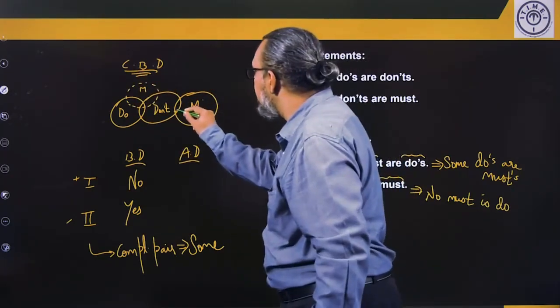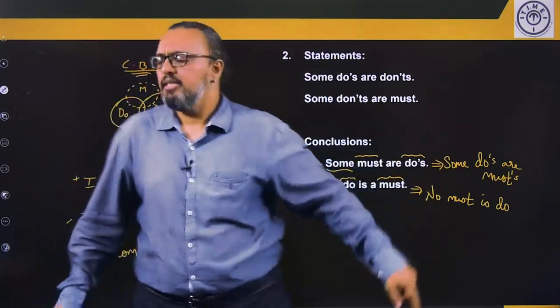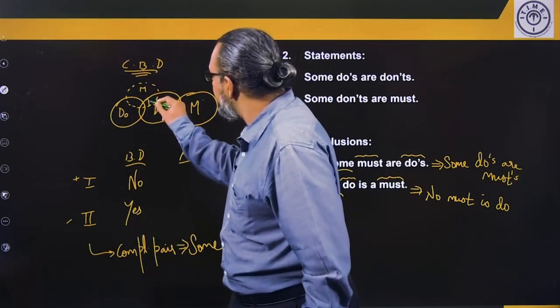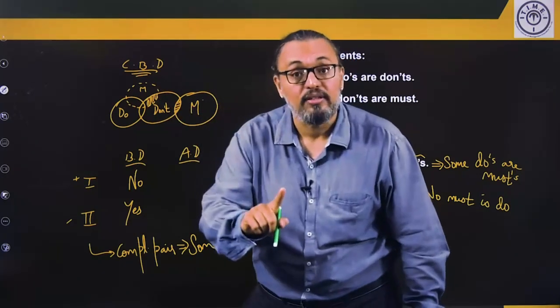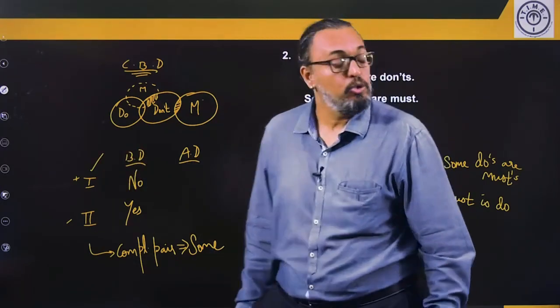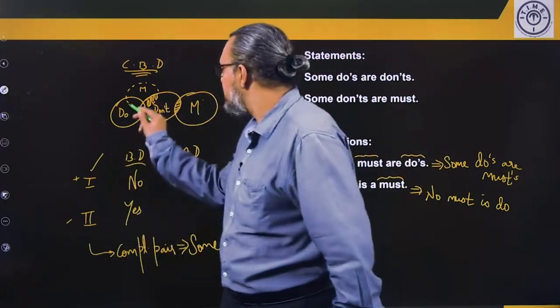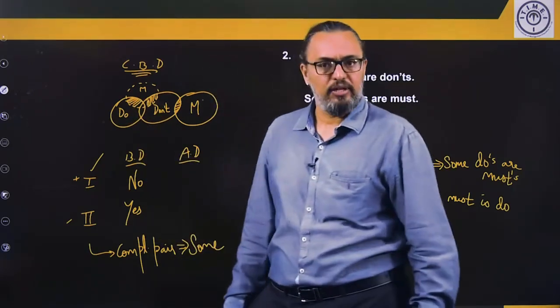What is my original relation? My original relation is "some don'ts are must." Is it not still satisfying? Yes. See here, some don'ts are must. That is still satisfying. Along with it, am I now satisfying my first conclusion, which is "some musts are do"? Yeah, see here, some musts are do. It is definitely being satisfied.